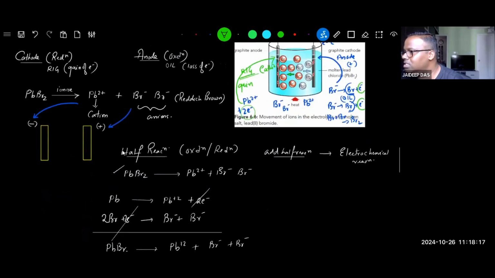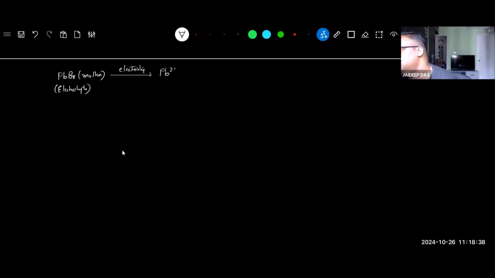Now I start writing this reaction once again. We had PbBr2 as our electrolyte, and this electrolyte was in molten state. When you passed electricity, this ionized as Pb2+, aqueous obviously, we'll not write aqueous because there's no water, plus 2Br-. Is it fine if I write?